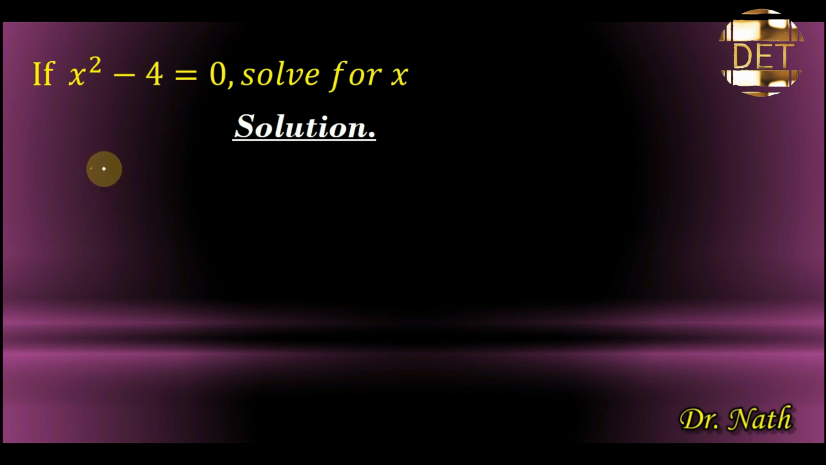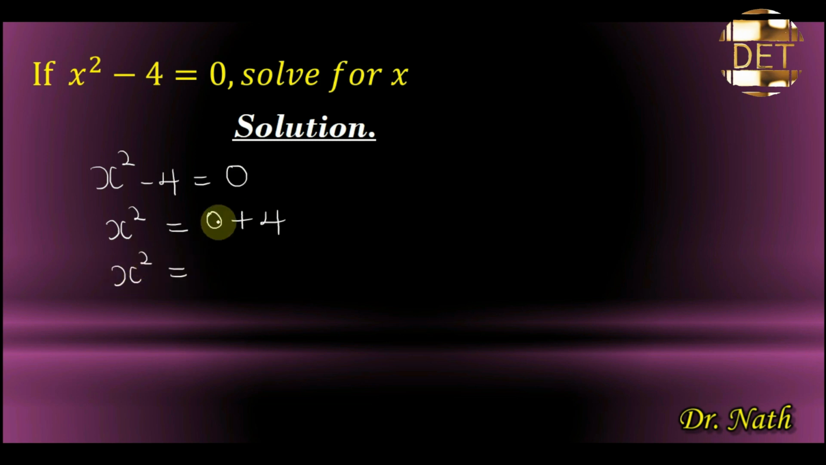So we have the question x squared minus 4 is equal to 0. What you want to do is to take this minus 4 to the other side of the equation. By taking it to the other side, it will now become plus 4. So my x squared will be equal to 0 plus 4, which gives us 4.